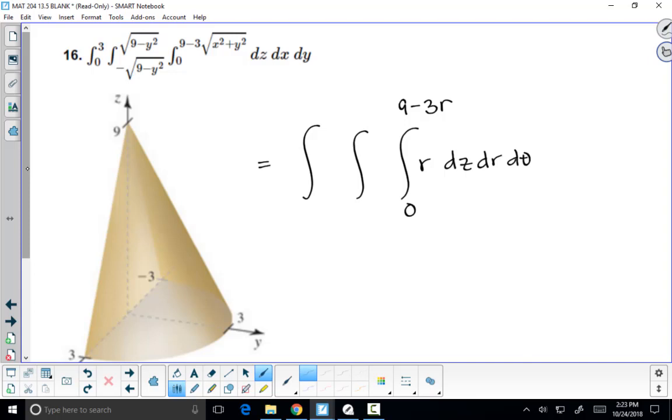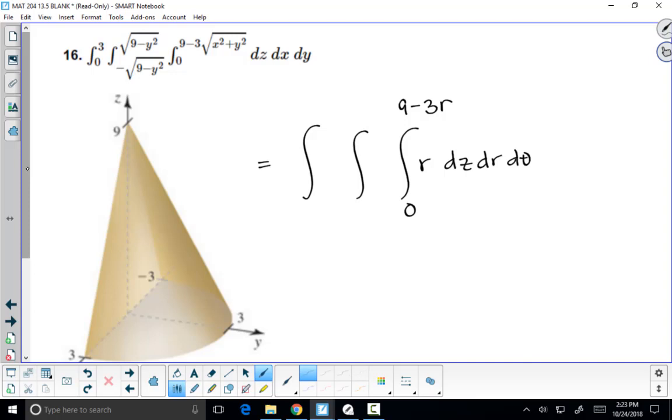So that's what a cone looks like in cylindrical. That is the cone. You can take the square root because we know r is positive, right? Yep. Okay. So we know r is positive, so we can take the square root of r squared and get just r. Yes. Okay, next integral, the r.